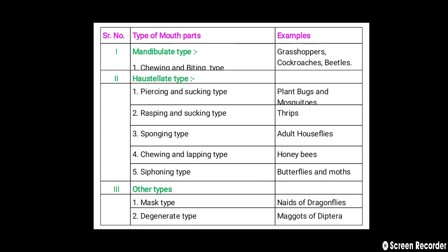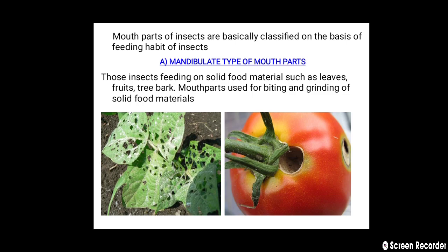In today's session we are going to study the chewing and biting type of mouthparts, or the mandibulate type of mouthparts. Mouthparts of insects are basically classified on the basis of feeding habit of insects. What is the meaning of mandibulate type of mouthparts? Those insects feeding on solid food material such as leaves, fruits, tree bark. Mouthparts used for biting and grinding of solid food material, this is the mandibulate type of mouthparts.